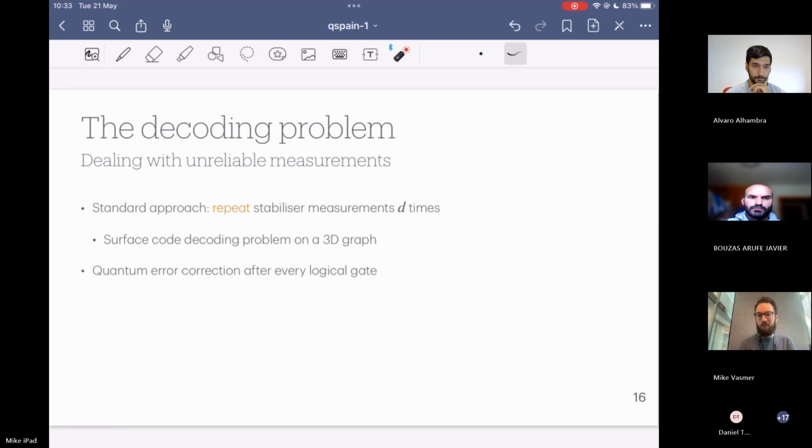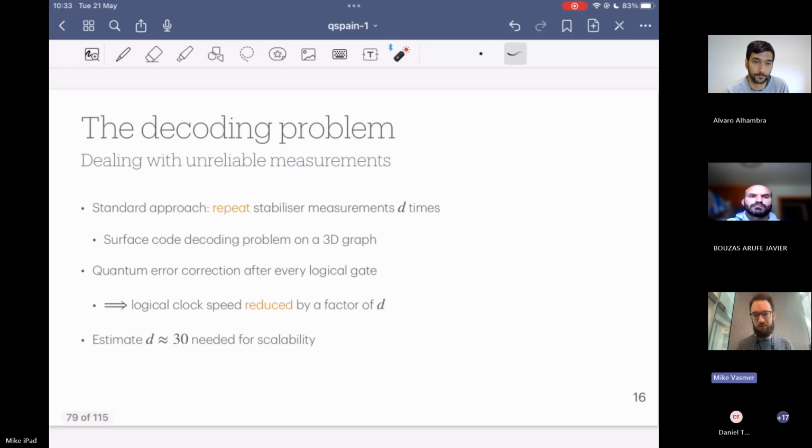The standard assumption is that I want to run an algorithm eventually on my fault-tolerant quantum computer. So I do logical gates as the algorithm tells me. Then after every gate, I have to do error correction to make sure errors don't build up too much. But this is a bit of a problem, because if I'm doing d rounds of error correction after every gate, then my whole clock speed has been slowed down by a factor of d, and this can be substantial in practice. d is like 30 or so.